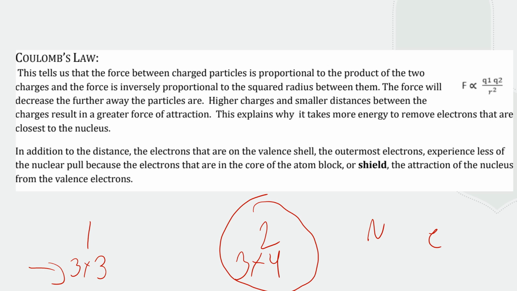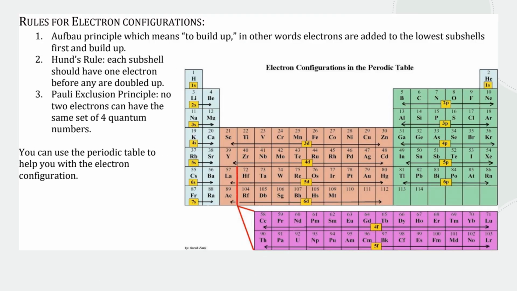Electrons on the valence shell, the outermost electrons, experience less nuclear pull because the electrons in the core of the atom block or shield the attraction of the nucleus from the valence electrons. And so going back really quick to Coulomb's law, that's something we're going to have to review and understand. It's going to be your best friend, especially if you see it in the FRQs.